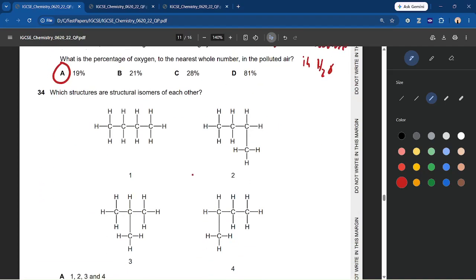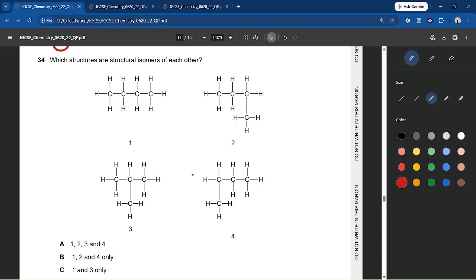Which structures are structural isomers of each other? So let's take a look at our options 1, 2, 3, and 4. They're saying that 1 and 4 are structural isomers, so let's see if that's correct or not. Counting: 1, 2, 3, 4 carbons and 1 to 10 hydrogens. So this has 10 hydrogen and 4 carbon. This also has 4 carbon and 10 hydrogen. So this is fine.